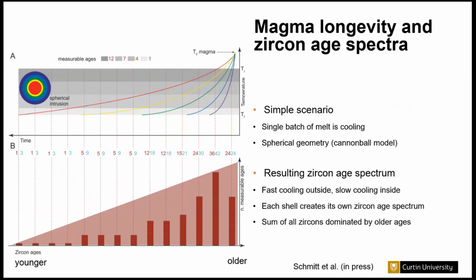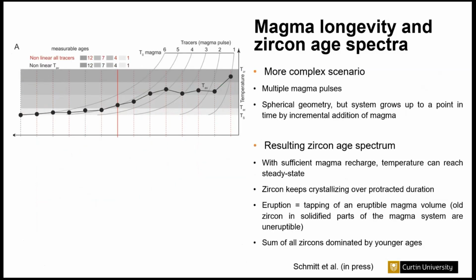However, this scenario is very unrealistic because we know that natural magma systems are not just one batch of magma that cools, but rather these magmatic systems have a protracted lifespan. They get rejuvenated due to magma recharge. Most stratovolcanoes do not only erupt once, they have a million-year lifespan with multiple eruptions. So how does the zircon age spectrum look for a system where we have multiple magma pulses that come in one after the other?